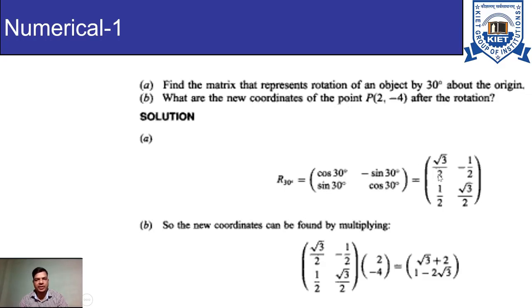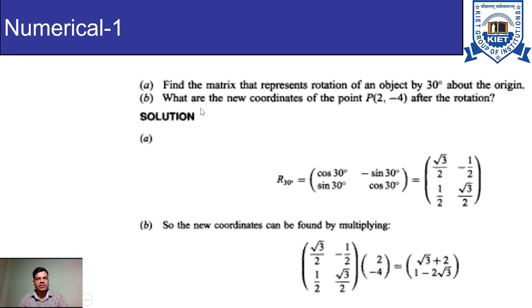Cos 30 is root 3 by 2. Sin 30 is 1 by 2. So we get the final matrix as root 3 upon 2, minus 1 by 2, 1 by 2 and root 3 by 2. So this is the solution of the first part of this numerical.